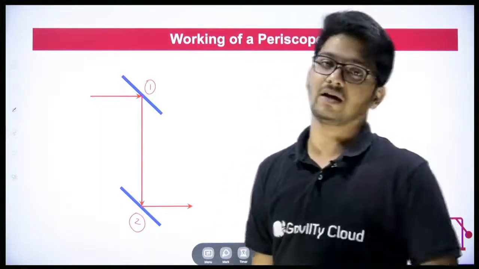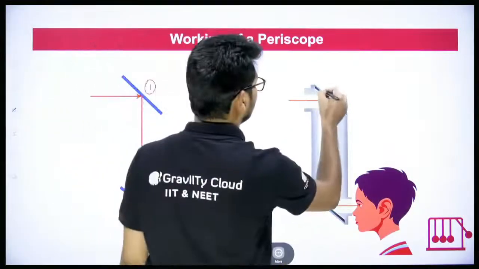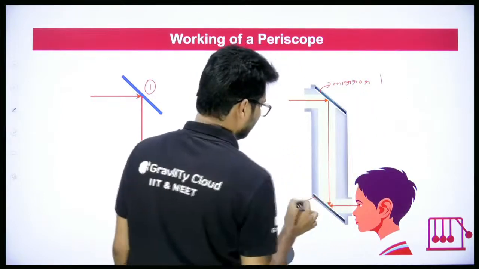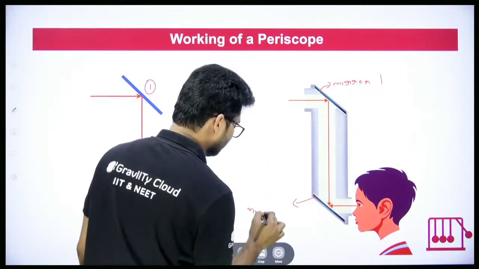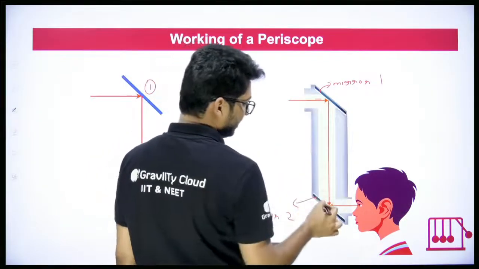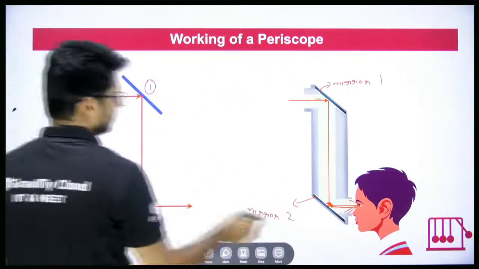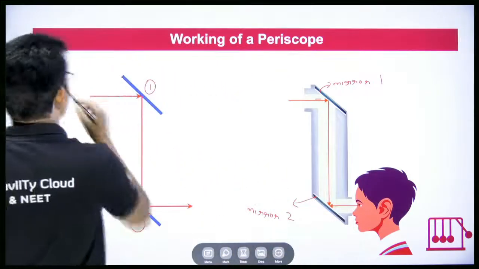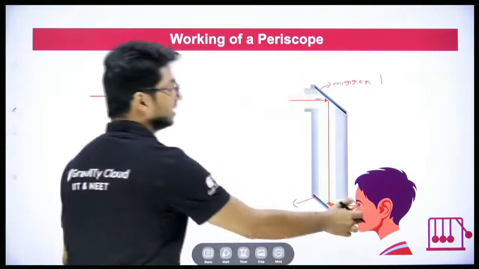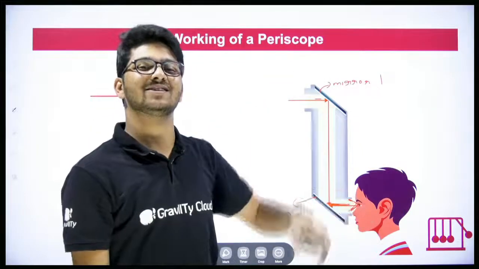And the mirrors are parallel. So a periscope will be something like this. As you can see, this is mirror 1. This is mirror 2. So this is the light reflected. Here the arrow should have been like this. Okay, my mistake. Let me draw it. So here this person can see what is above, what is at a height, without being discovered.